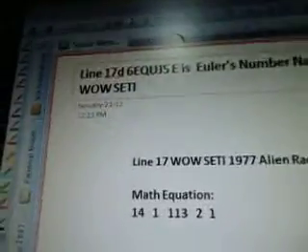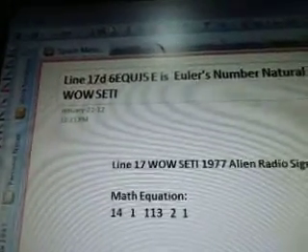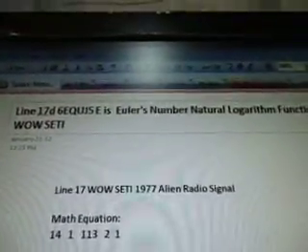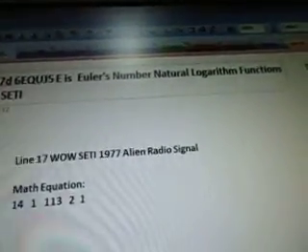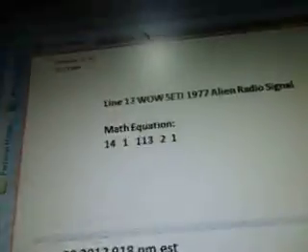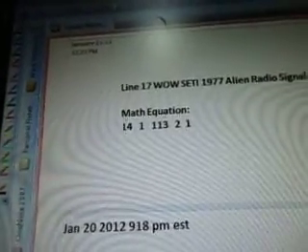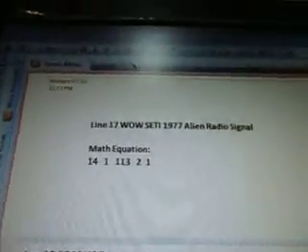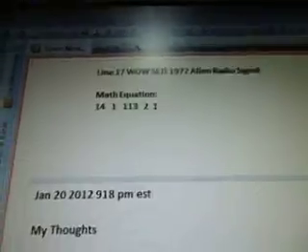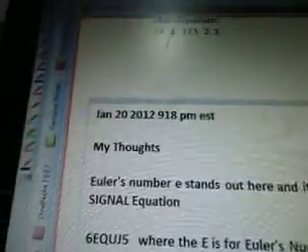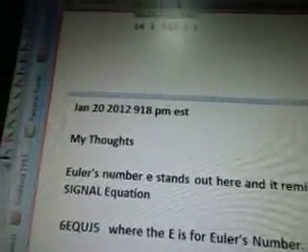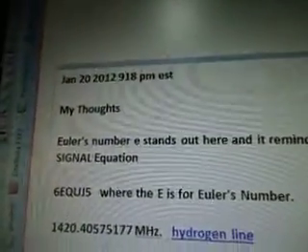Okay, so we're on to 17D, which is part 82. In line 17 is the 6EQUJ5. E is Euler's number, natural logarithm, functions while SETI. Based on the math equation 14, 1, 113, 2, and 1, found in the WOW-SETI 1977 alien radio signal. January 20th, 2012, 9:18 p.m. Eastern Standard Time.